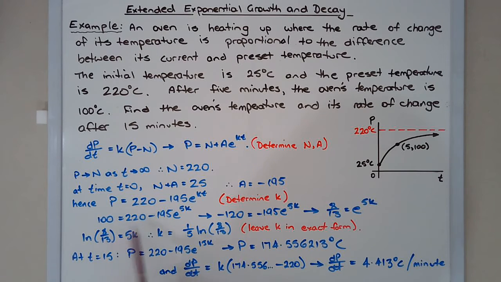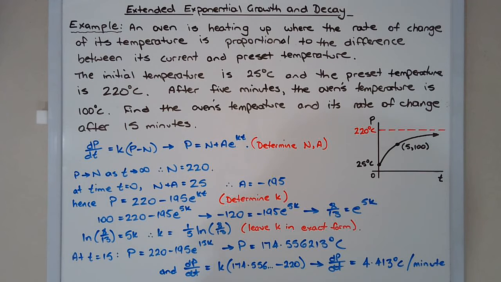So subtracting 220 from both sides and dividing both sides by negative 195, we end up with 8/13 equals e to the power of 5k. Taking the log base e, or the natural log, of both sides, we end up with ln(8/13) equals 5k. Dividing both sides by 5, we have k equals 1/5 multiplied by ln(8/13). Now I'm going to leave k in exact form. Some questions may ask you to round k to so many significant figures, but I'm just going to leave it like that for now.